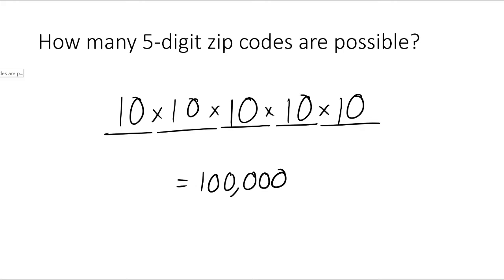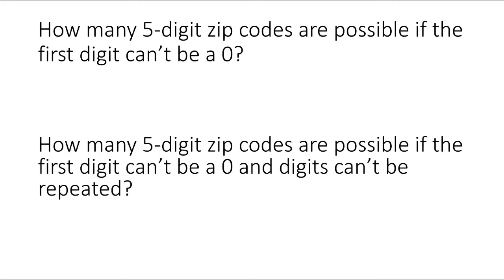Let's look at a few other examples. First, how many 5-digit zip codes are possible if the first digit can't be a 0? So we again have 5 digits, so 1, 2, 3, 4, 5 different choices. Now we're told that the first digit can't be a 0, so we have to remove one of the choices. So there were 10 choices, now there are 9 choices for that first digit. Now it doesn't say anything about digits 2, 3, 4, or 5, so all of those could still be any numbers from 0 to 9, so that's 10 choices.